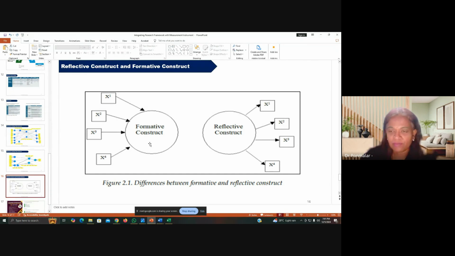But again, when you become a bit more expert in this, when you read the items themselves, you will know. When we read them, we know, oh, this is formative, this is reflective. Yeah, we will know actually.